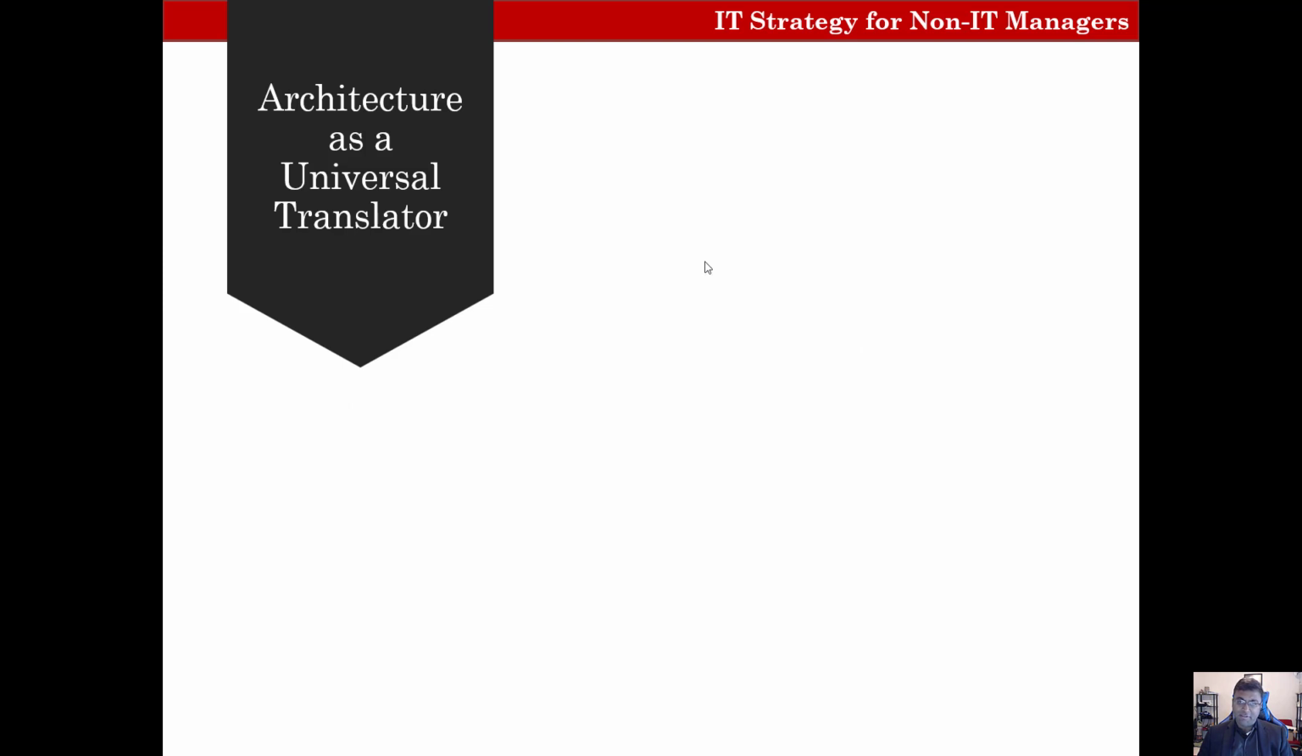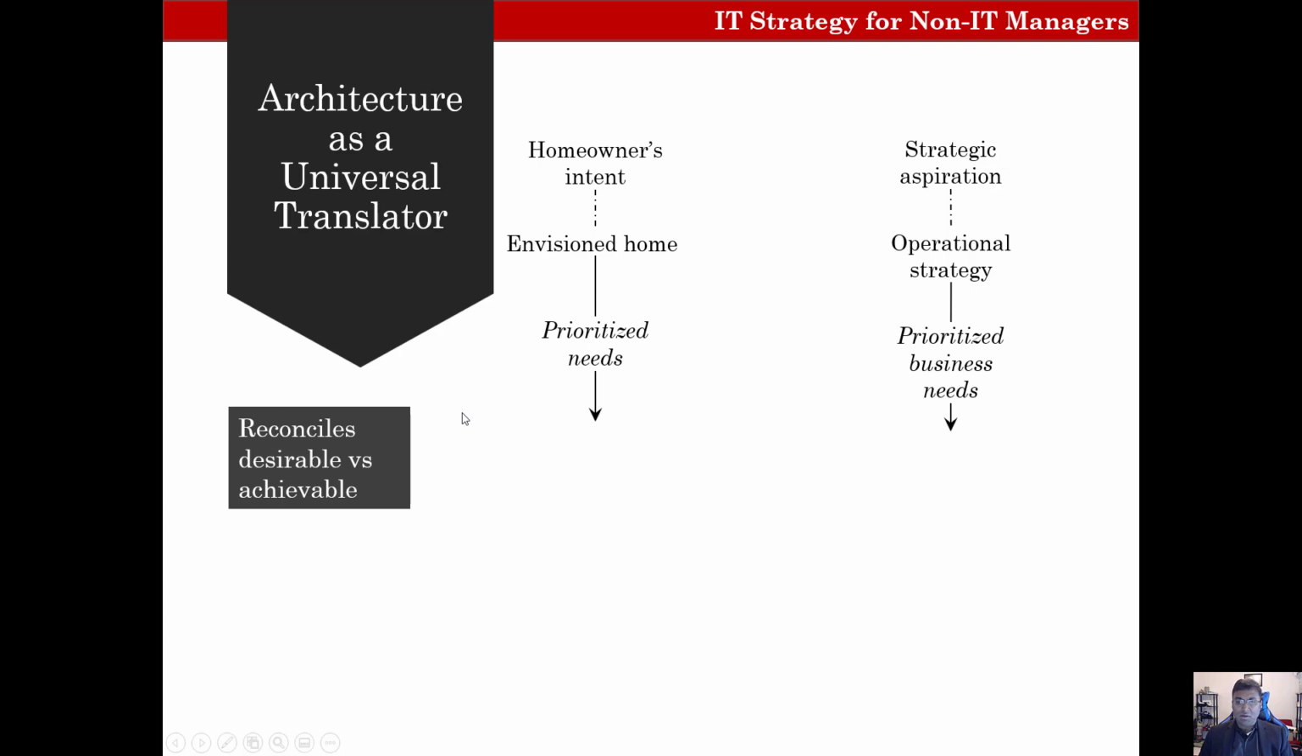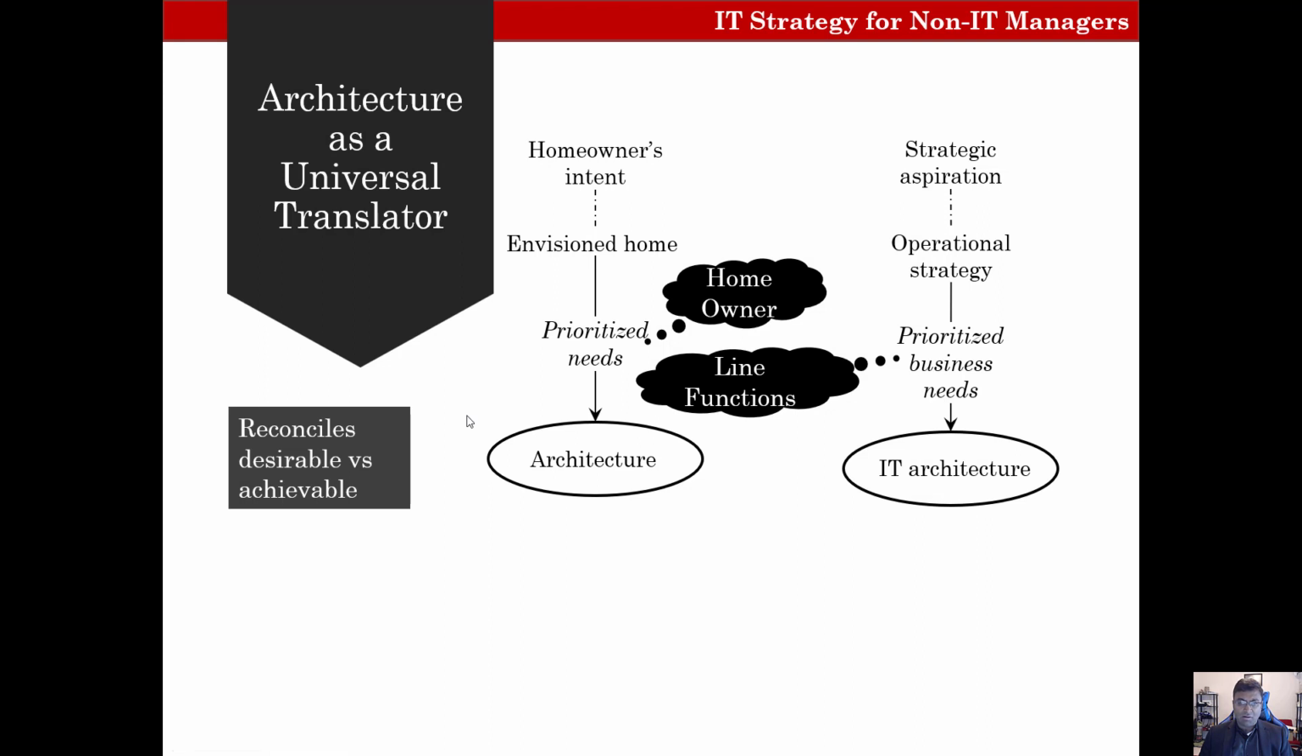Architecture serves the same purpose for information technology projects as it does for homeowners who want to build their house. What it does is reconcile what is desirable versus what is actually achievable. Here's an example that illustrates the problem. The homeowner's intent is like your strategic aspirations, and the home you want to build is like your operational strategy. Then you start prioritizing needs, and these come from the line functions in the business, and you build your architecture for your house or your IT architecture. Then you start looking at costs and constraints, which reduce the possibilities, and that's the same thing that happens in IT architecture.